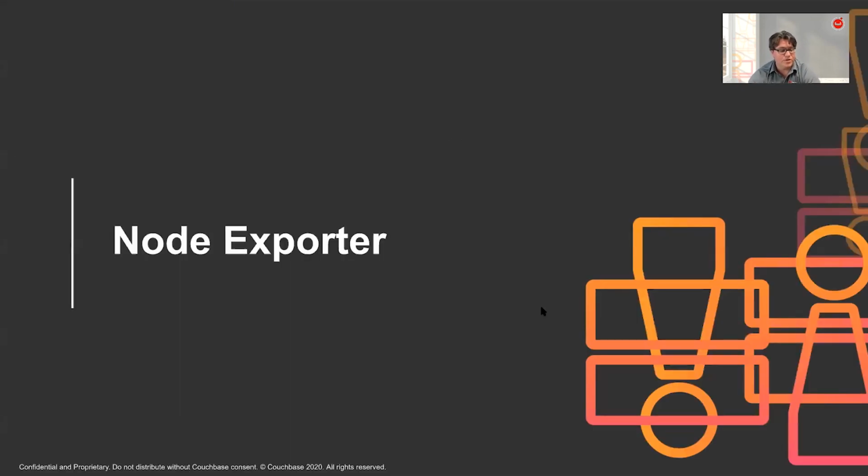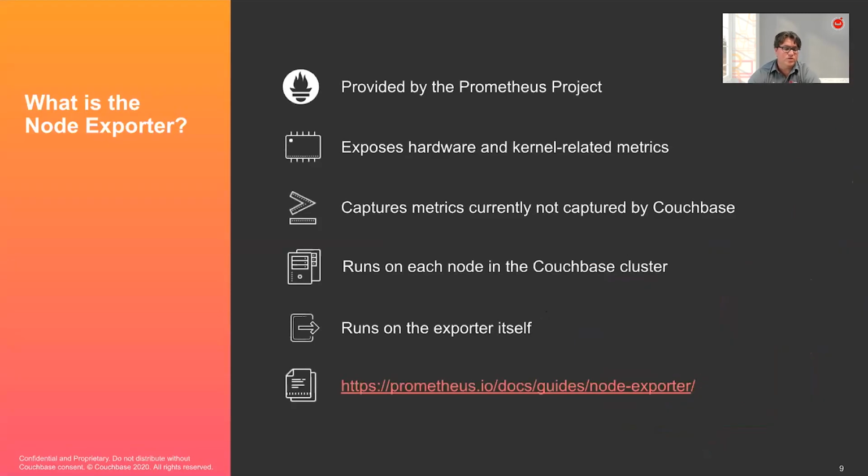So now the node exporter. The node exporter is a process that's provided by the Prometheus project. It runs on each Couchbase node, and it exposes hardware and kernel related metrics. So if you want to see what's actually happening with the node that Couchbase Server is running on, this is a great tool to use.